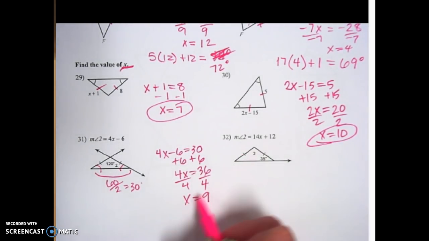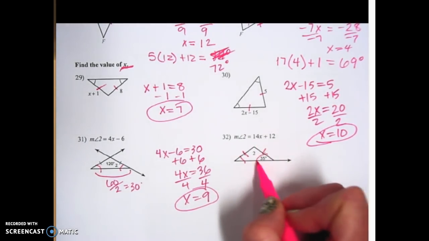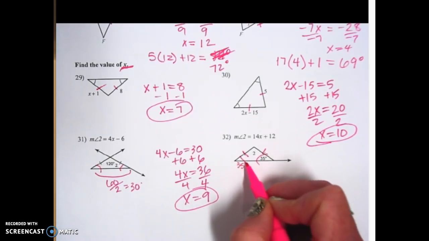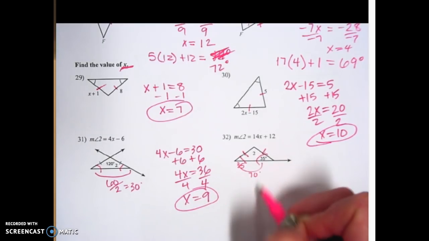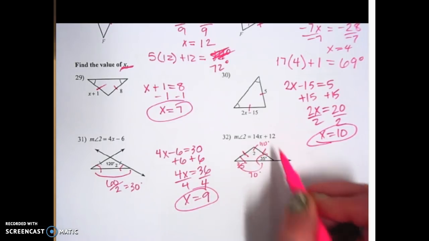And the last one, these two sides are marked congruent, so these two angles are congruent. So if this one's 35, this one's also 35, that means together they're 70. So 70 subtracted from 180, that means angle 2 should be 110.